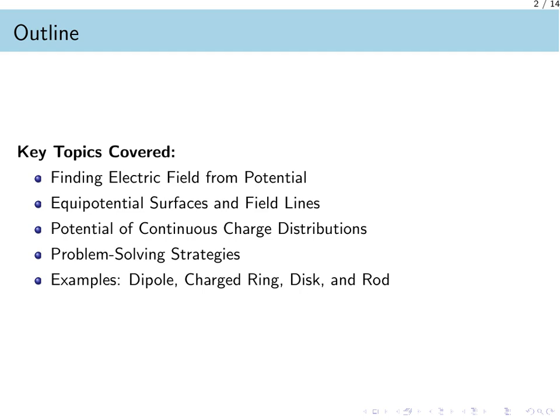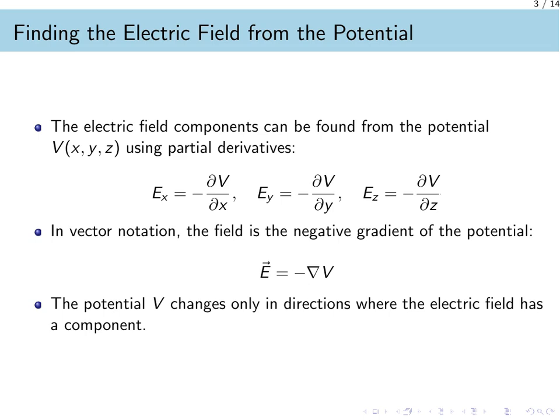The main focus will be on calculating the electric potential of continuous charge distributions. We will introduce specific problem-solving strategies for these types of calculations. Finally, we will apply these strategies to several examples, including an electric dipole, a uniformly charged ring, a charged disk, and a finite rod. Let us look at how to find the electric field if the electric potential is known.